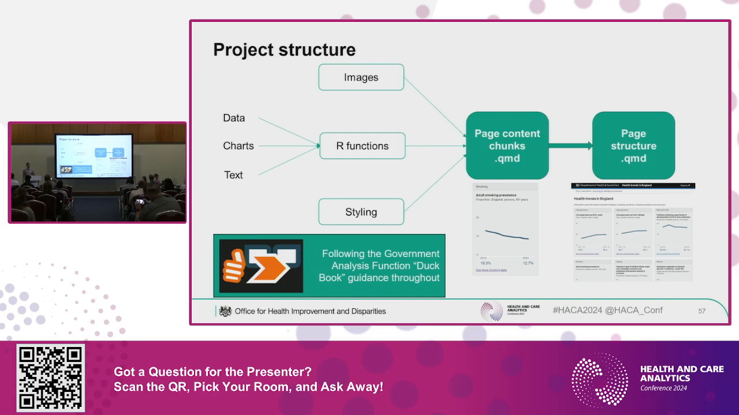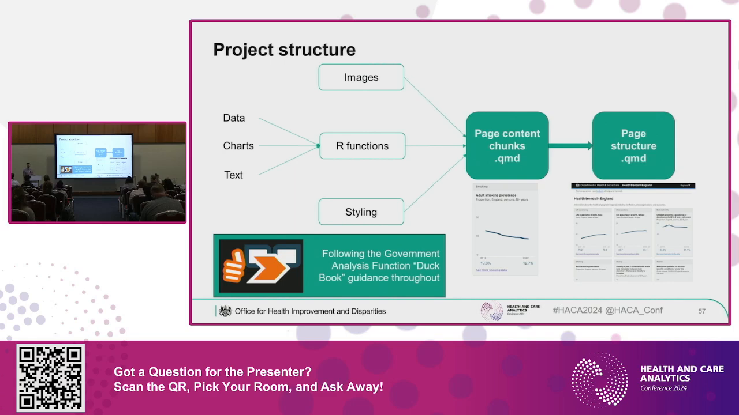So, for example, one of those cards you see on the summary page, that's one particular chunk of code that would pull in all the relevant information and create that. And then we have the page structure codes, which then would create the pages using those individual bits, pulling them all together to create those.